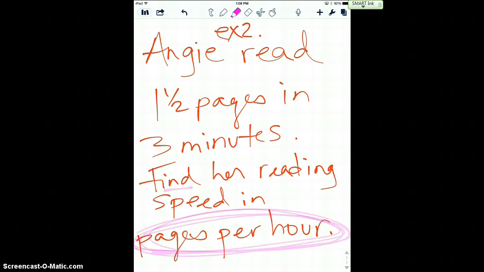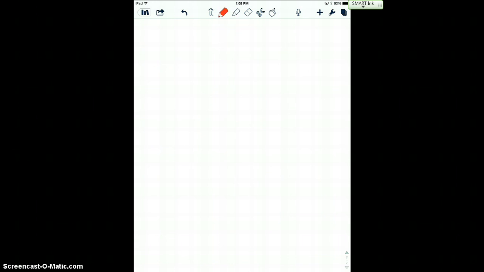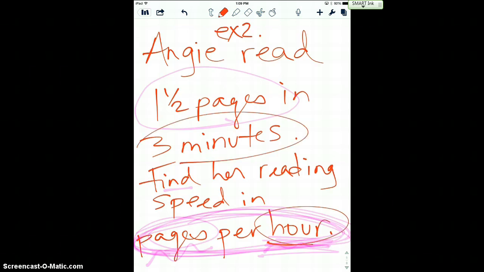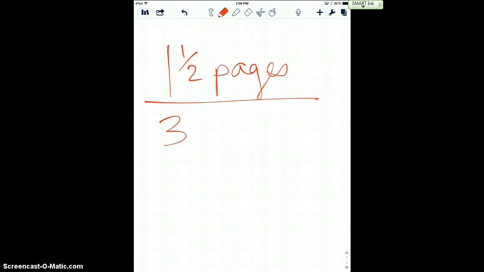All right, so let's say we are finding her reading speed in pages per hour. There's my ratio. It needs to be a unit rate because it says per 1 hour. So I need pages per hour. So I'm going to start with pages. So I'm going to have 1.5 pages. And she read that in, didn't give me hours, but it gave me minutes. So I'm going to use that. 3 minutes. And in the end, we need to change this to 1 hour. So in order to get to 1 hour, I'm going to try to first get to 1 minute and then convert that into 1 hour.